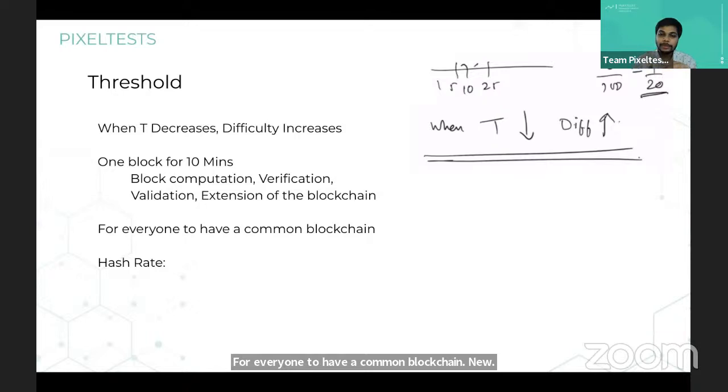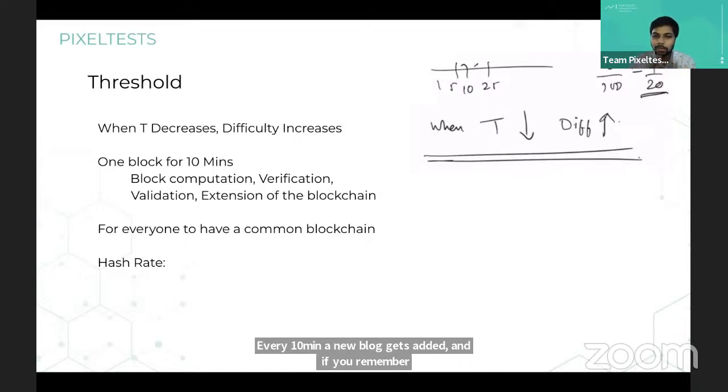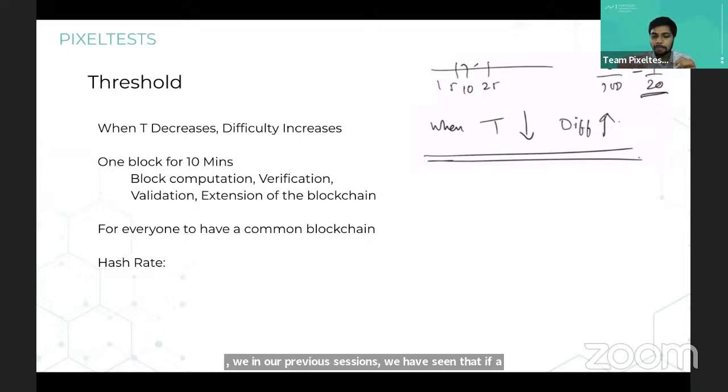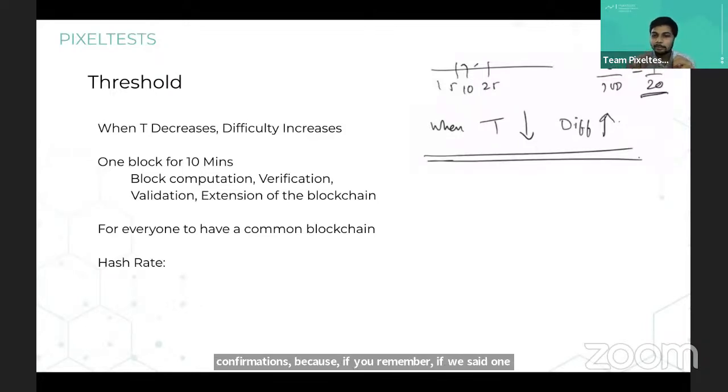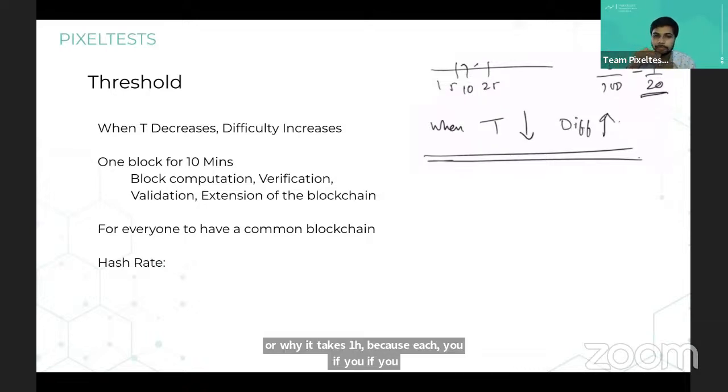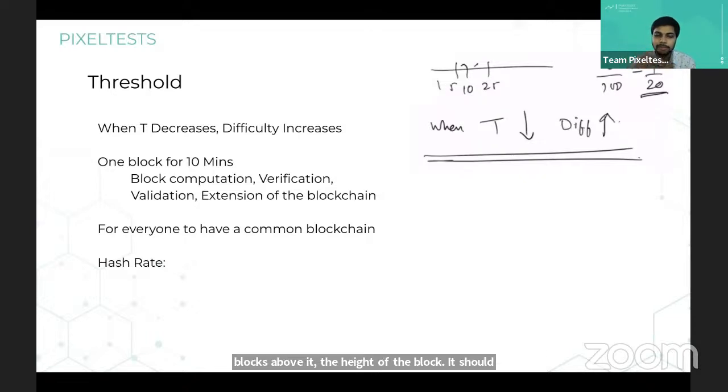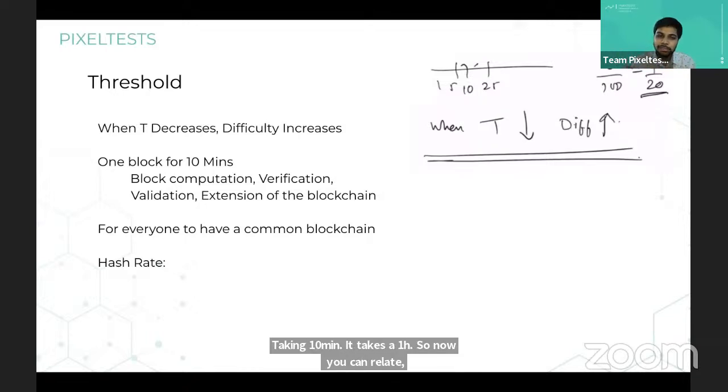And if you remember, in our previous sessions we have seen that if a block gets added, it takes roughly 1 hour to have 6 confirmations. Why does it take 1 hour? Because you need 6 blocks above it, meaning the height of the block should be 6 blocks above it. Each block takes 10 minutes, so it takes 1 hour. So now you can relate: 6 confirmations means creation of 6 blocks, meaning 6 into 10 minutes. It will take 1 hour for anyone to have a confirmed block uploaded.